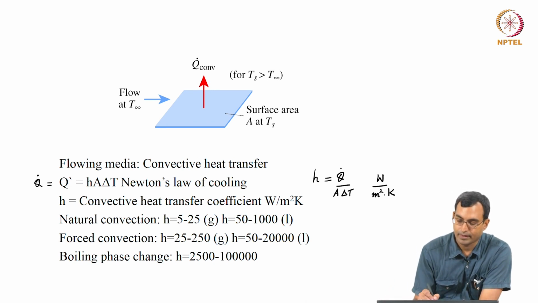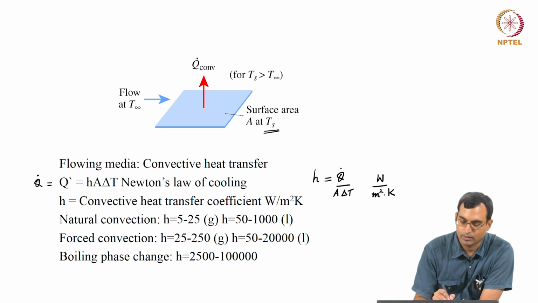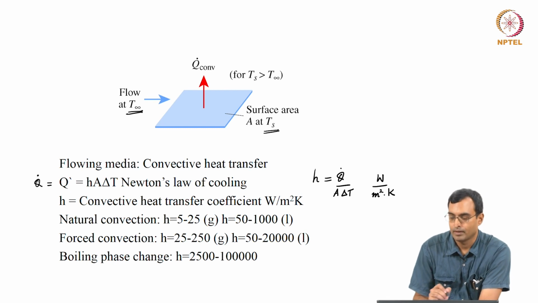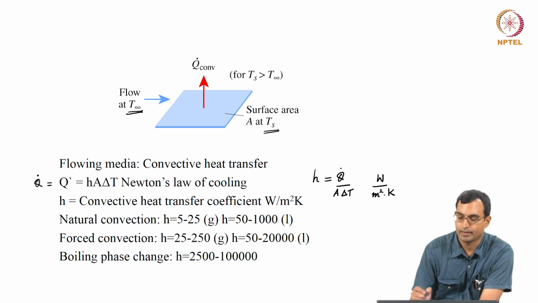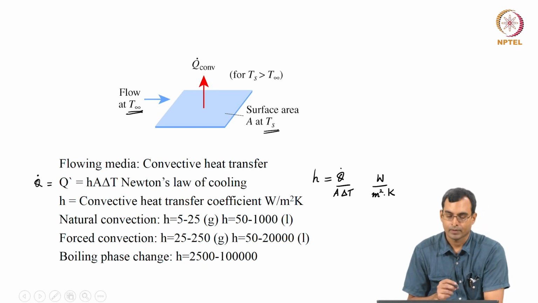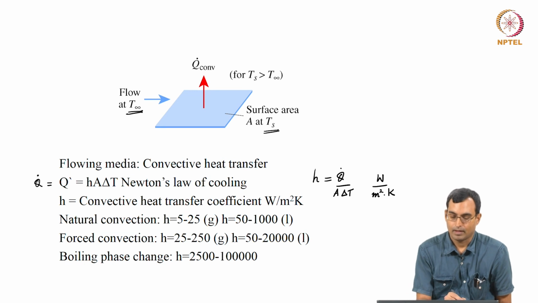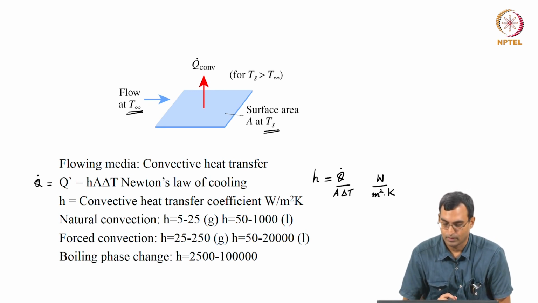If we have a surface like this which is hot, and we have some fluid which is flowing in this direction, the temperature of the surface is some Ts. The temperature far away from the surface, the temperature of fluid which is coming in undisturbed by the surface, is what we call T infinity. Then the rate of heat transfer is given as h into A into delta T. Over here delta T would be Ts minus T infinity if Ts is greater than T infinity. This is the amount of heat transfer given by Newton's law of cooling.